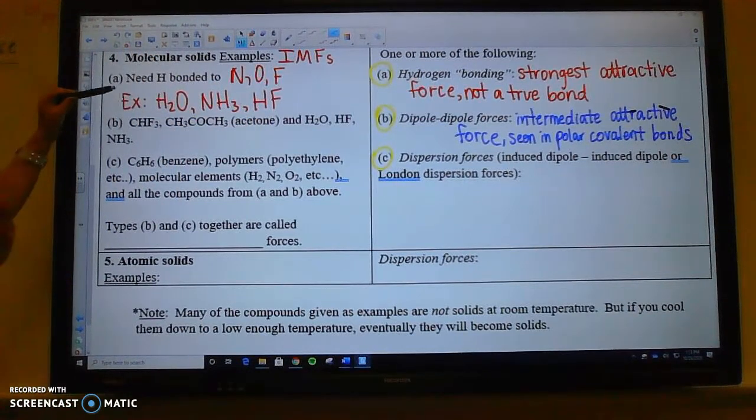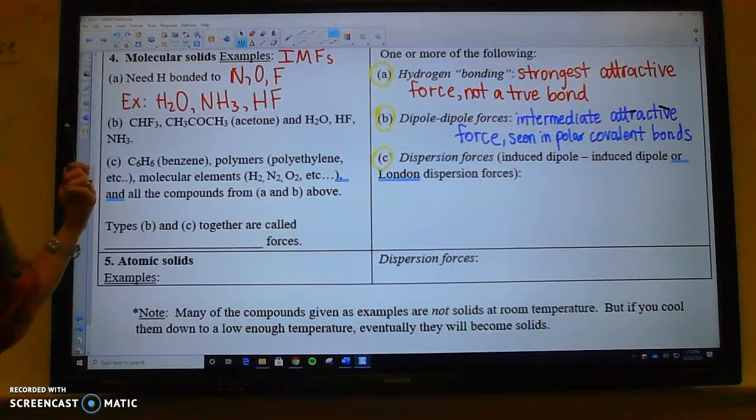I want you to notice that you have HF here also, but there's also carbon. So this makes it not exclusively hydrogen bonding because you also have some carbons in there that sort of get in the way. All right, let's move on to letter C.